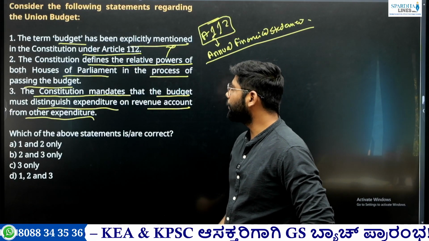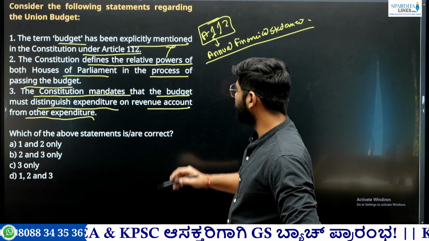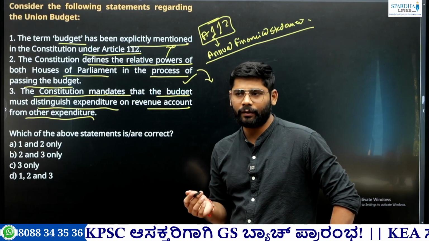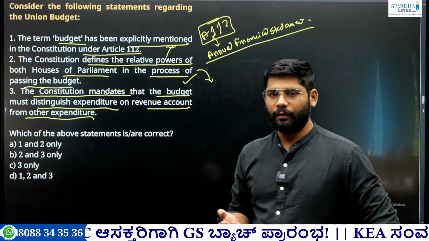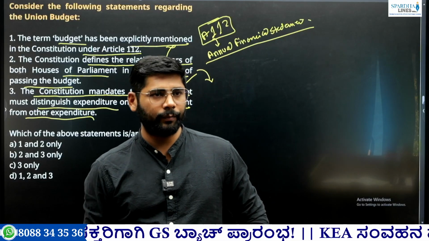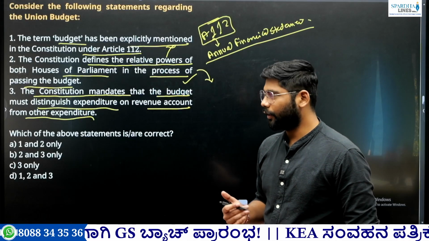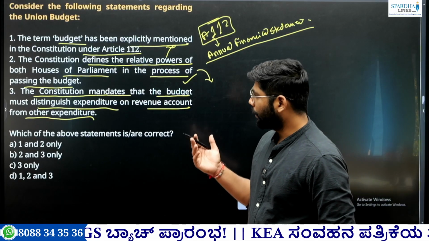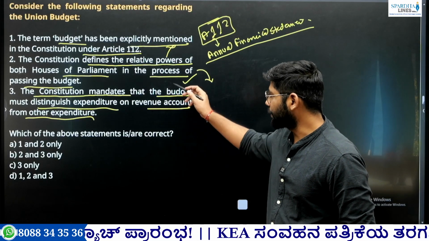Then the Constitution defines the relative power of both houses of Parliament in the procedure of passing the budget. Yes, because there are certain conditions: demands for grants cannot be voted in the Rajya Sabha. They can only be voted by the Lok Sabha. The finance bill is also treated as a money bill, so it can also be voted in the Lok Sabha, not in the Rajya Sabha. So these are the relative powers, the major power given to the Lok Sabha when it comes to passing the budget, and this is all laid down in the Constitution. So this statement is also correct.